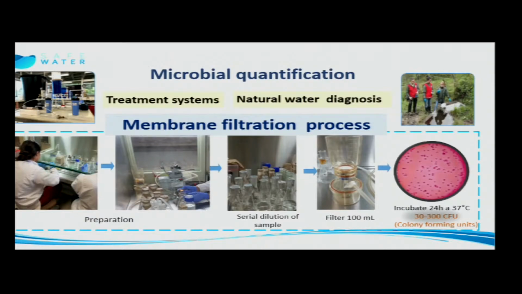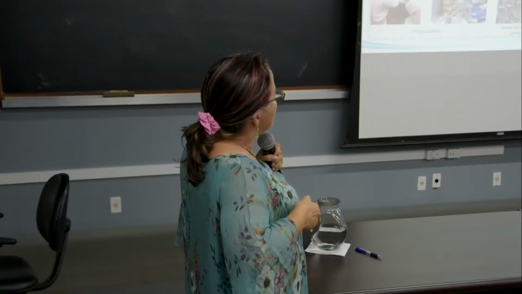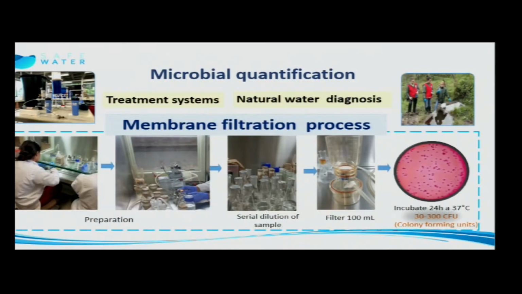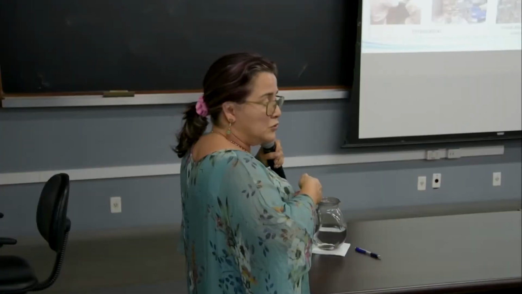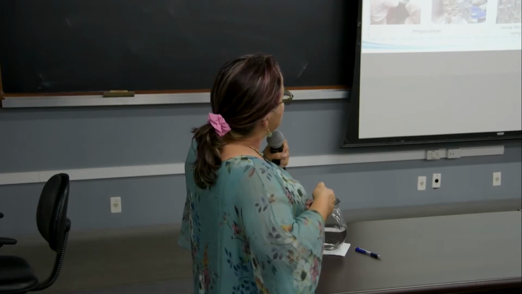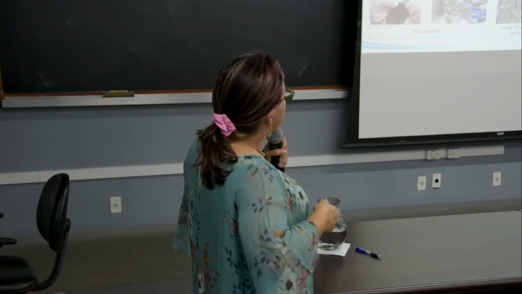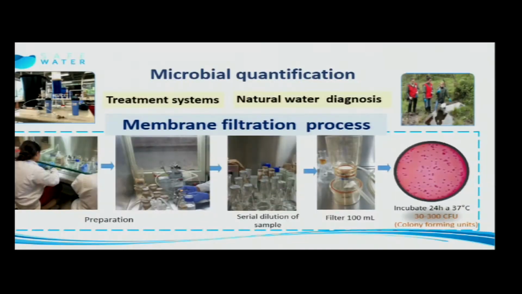And for the microbial quantification, in general, we are working with the treatment systems and the biodiagnosis of the natural water. For all of that we use the membrane filtration process, which is the most common technique for this kind of process. For that, we do serial dilution of the sample. That depends on the treatment system, because we need to know how much effectiveness we are getting with the different systems.